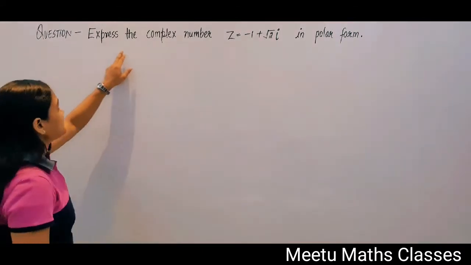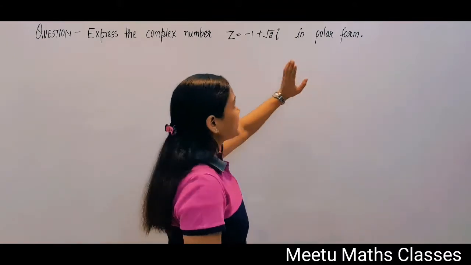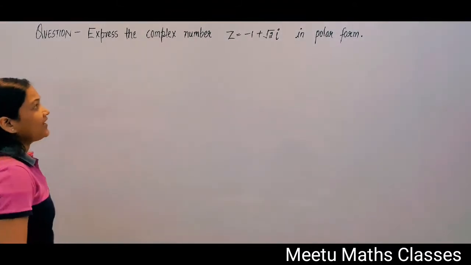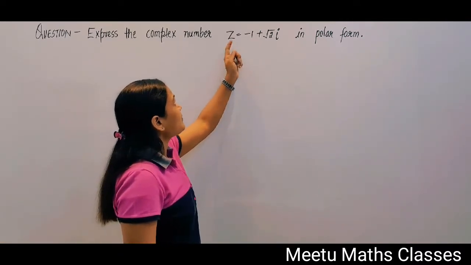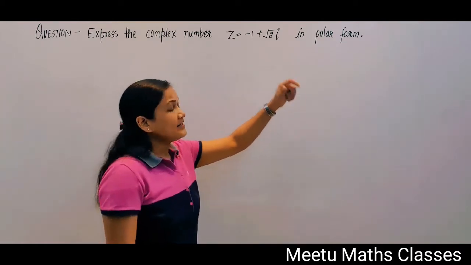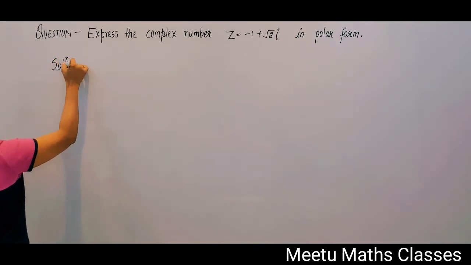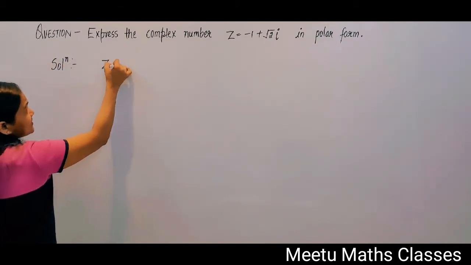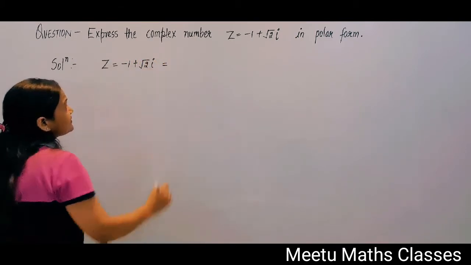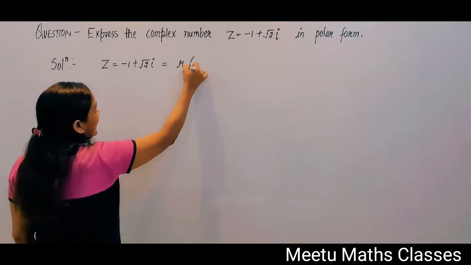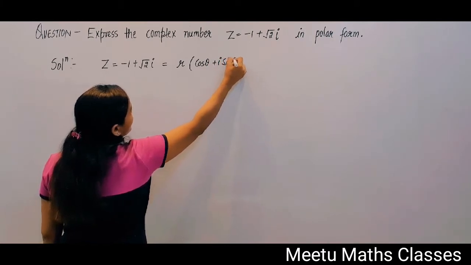Your question is: express the complex number z = -1 + √2 i in polar form. We know that if you are given a complex number in Cartesian form, then how can we convert it in polar form? To convert in polar form, a complex number needs two things. First is the modulus and the other is the argument of this complex number.